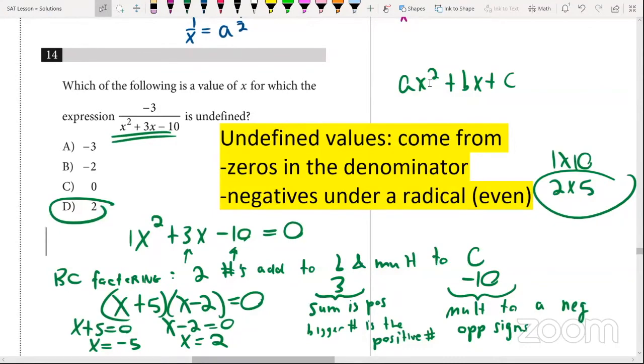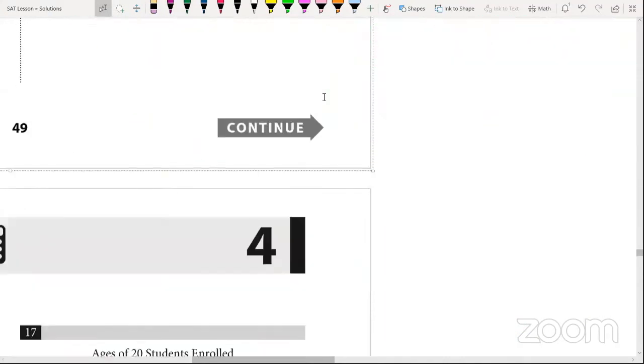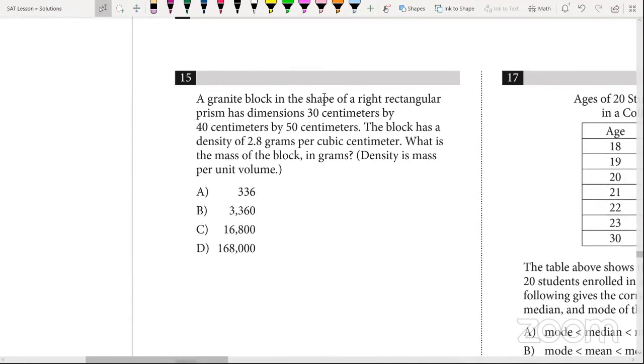Now we're going to number 15 here. So we have a block in the shape of a prism, a rectangular prism. It's got dimensions in centimeters. The density is grams per centimeter. And we need the mass in grams. So as I'm reading through that, I'm looking for conflicting units. So we want to always check for conflicting units. Like for instance, if they talked about centimeters in one moment and about meters in another moment, we'd want to be aware of that so we can take care of that difference.